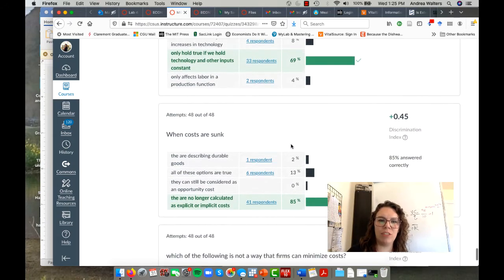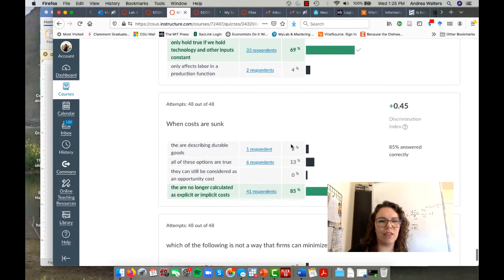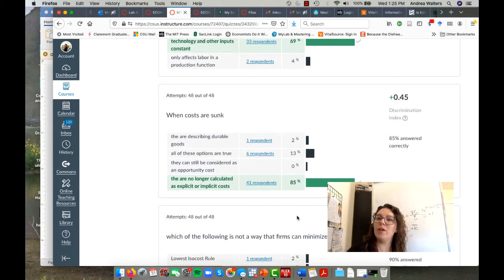Sunk costs, pretty much everybody knew that sunk costs are no longer calculated as implicit or explicit costs. They cannot still be considered an opportunity cost. They are not explicitly describing a durable good, and so not all of those options are accurate. When costs are sunk, we don't consider them an opportunity cost anymore because they can't be reclaimed.